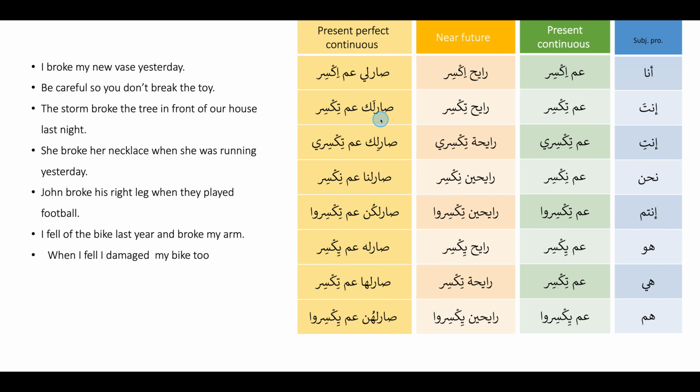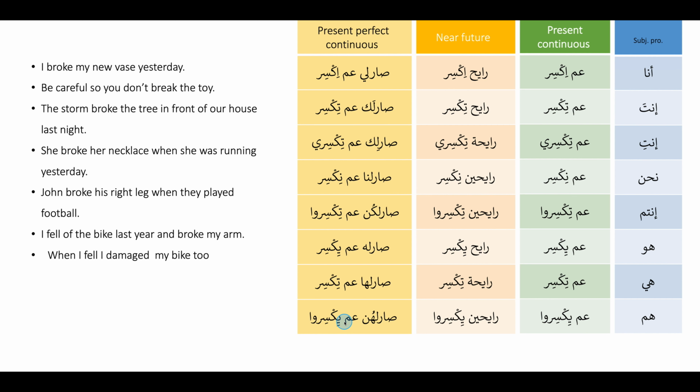When we do the conjugation, or when we conjugate them and put them all together, the overall meaning means have been. So sarli, it means I have been. Sarlak, you masculine, have been. Sarlek, you feminine, have been. Sarlna, we have been. Sarlkon, you group of people, have been. Sarlo, he has been. Sarla, she has been. And then Sarlon, they have been. And it could be followed by either the normal present tense or the present continuous.